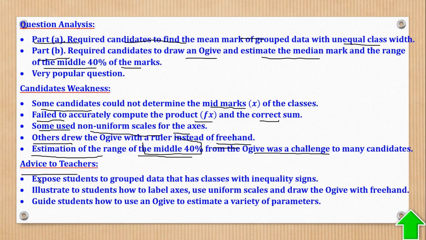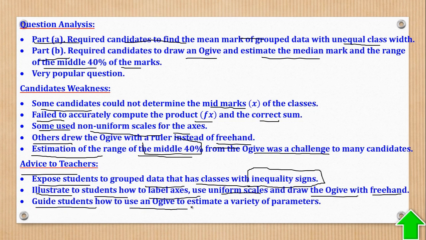Then advice to teachers. Teachers should expose students to ungrouped data that has classes with inequalities. Most students, the inequalities disturbed them. Then also teachers should illustrate to students how to label axes using uniform scales and draw ogives freehand. Then teachers should guide students on how to use an ogive to estimate a variety of parameters. So ogives are very vital in mathematical statistics, therefore you must master them.